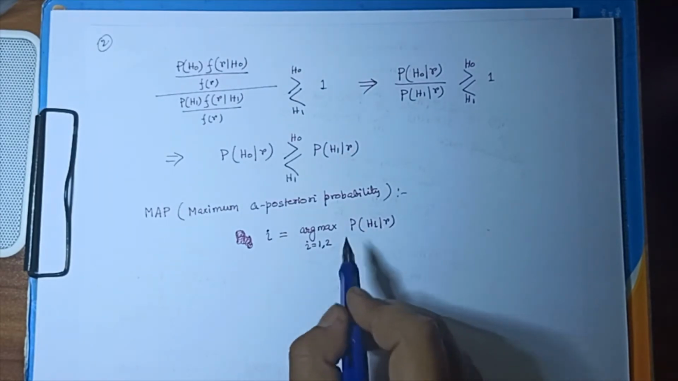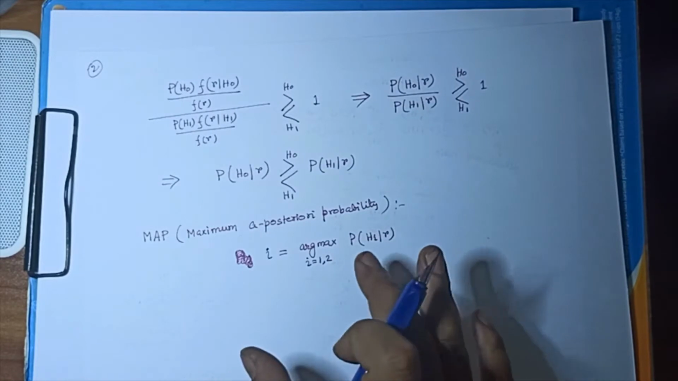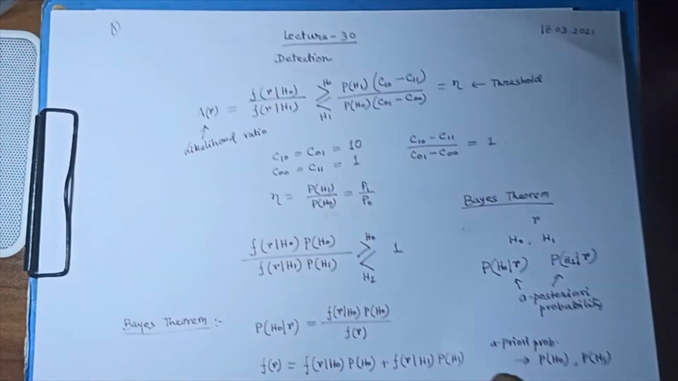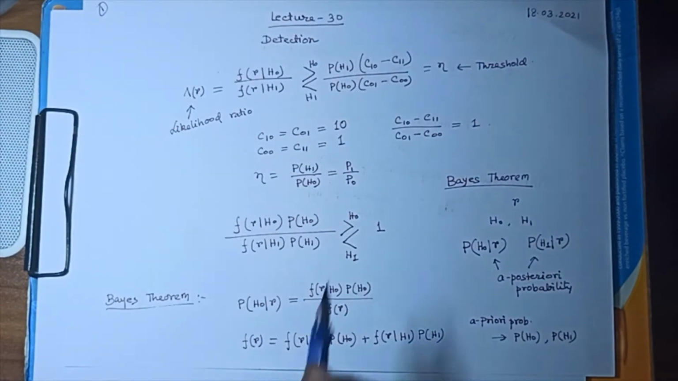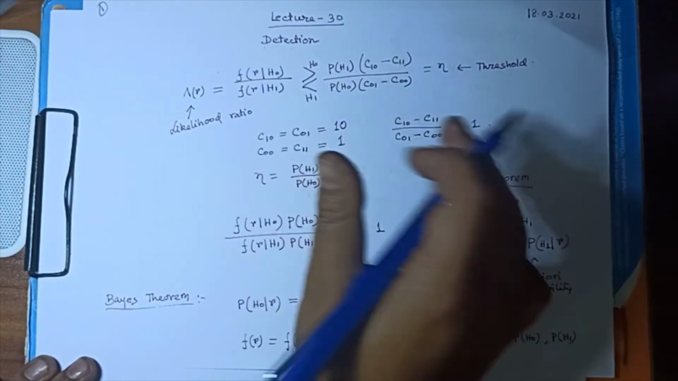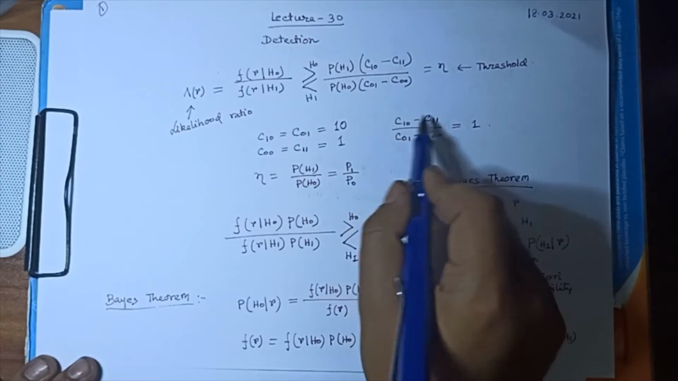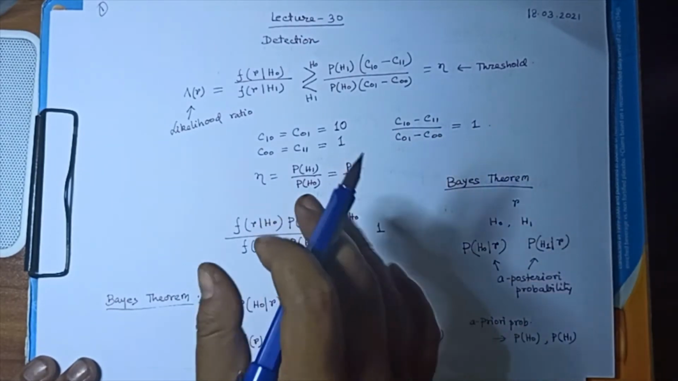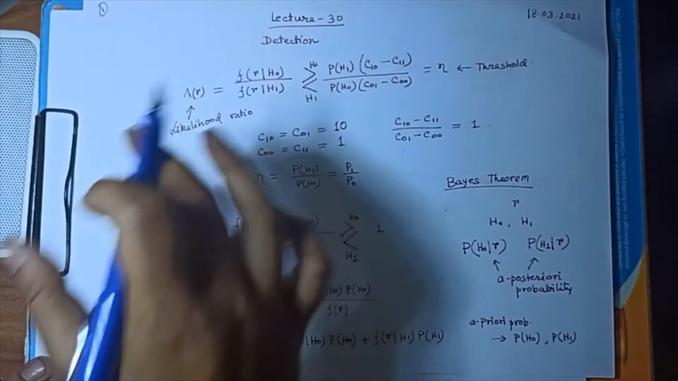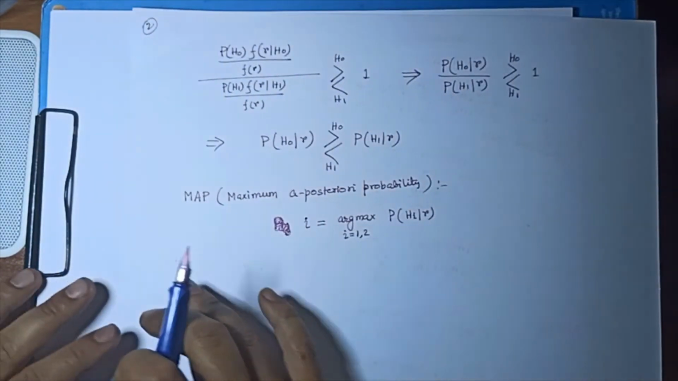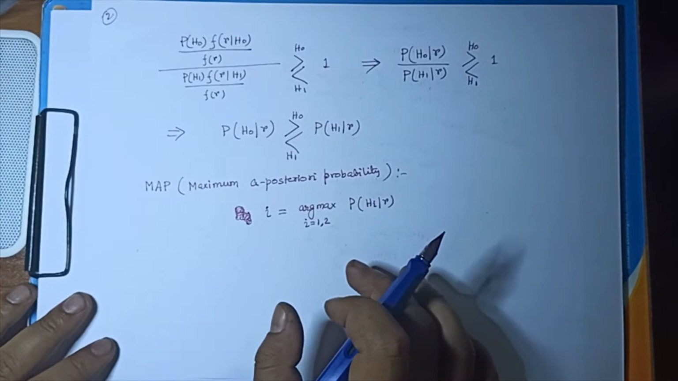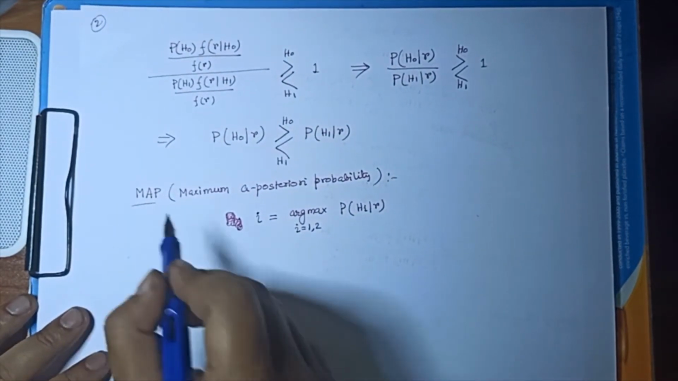So you are basically maximizing the posterior probability, and that we are not defining, we are actually deriving. We derived it from our earlier analysis that if you choose these as symmetric, such that this ratio becomes 1, then your actual optimal detection becomes MAP detection. Okay, so this is called MAP.